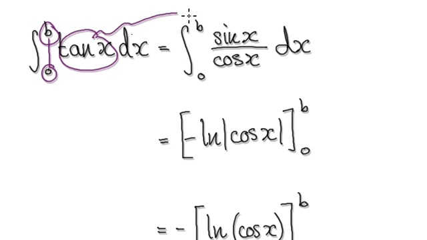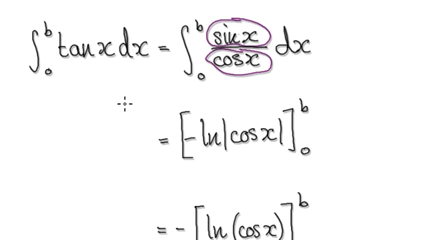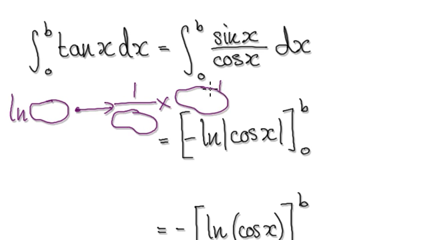To integrate this, visualize tan of x as sine of x over cos of x. Now, if you look at this, it is almost the exact derivative of this thing here. If I were to give you the natural log of a bubble and ask you to differentiate it, you would go 1 over the bubble, times the derivative of the bubble itself. So if the bubble is cos of x, then this must be the derivative of cos of x, which is minus sine of x.